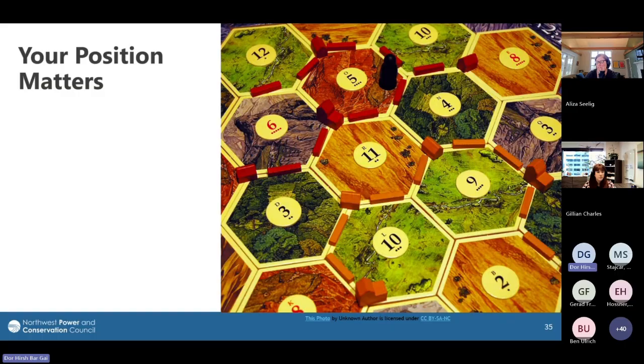For those of you who are not familiar with this wonderful board game, I suggest you do, one of my favorites, Settlers of Catan. And as you know from the board, your position matters.